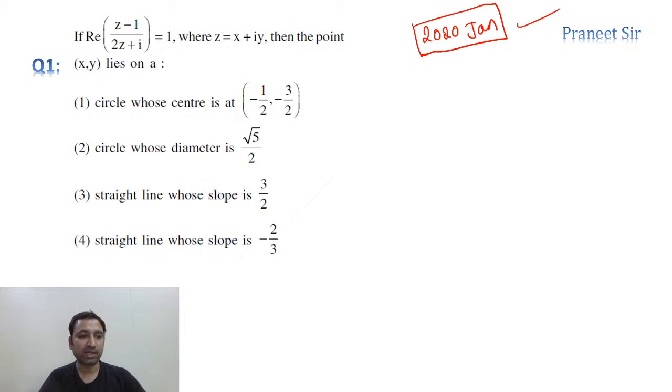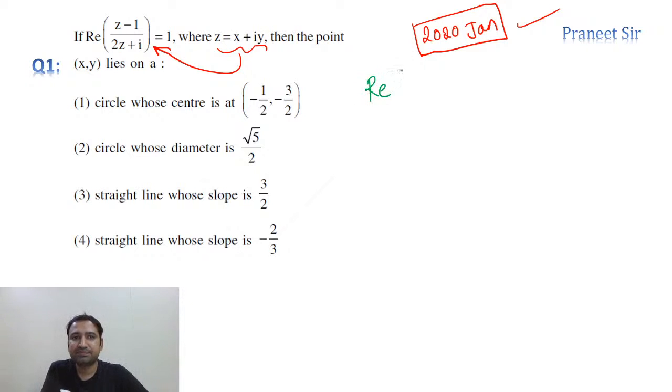So guys, let's start doing this question. This is a 2020 January question. Let me tell you the simple method, guys. Blindly, we just need to substitute z as x plus iy. I told you already: in all locus problems we need to substitute z equals x plus iy and then simplify. Let's see what we get. If you substitute this value here, let's see what we get.